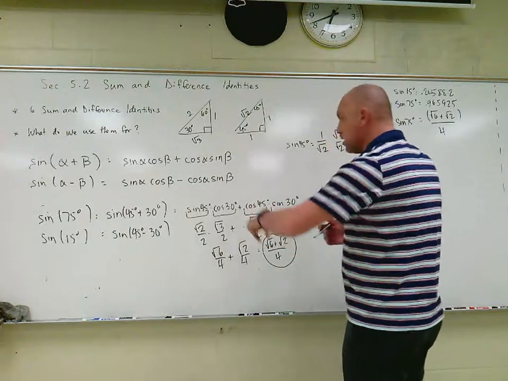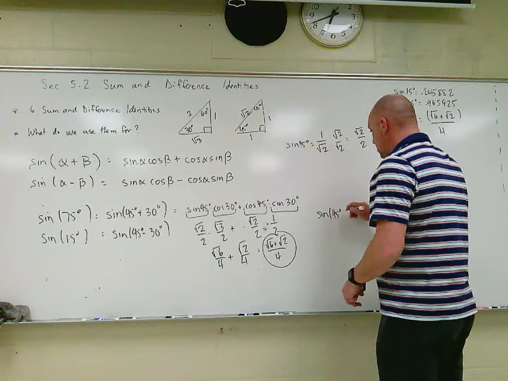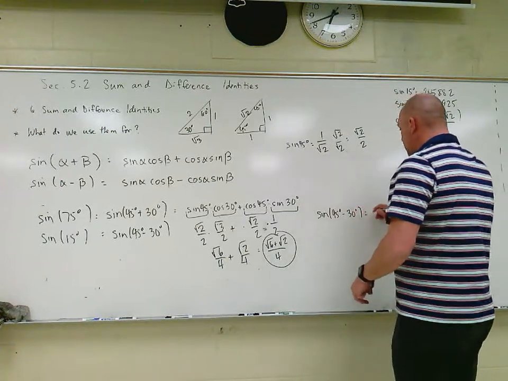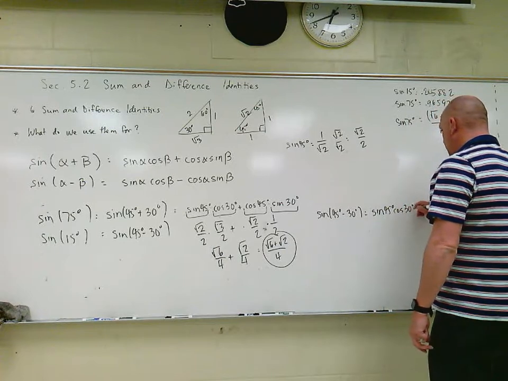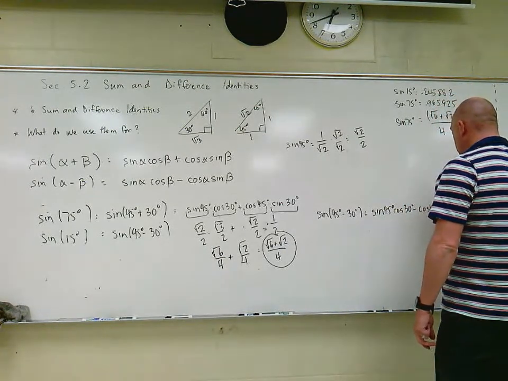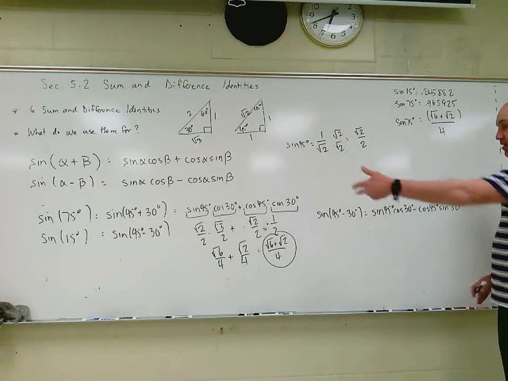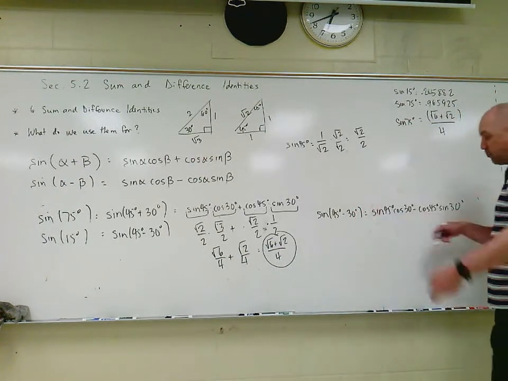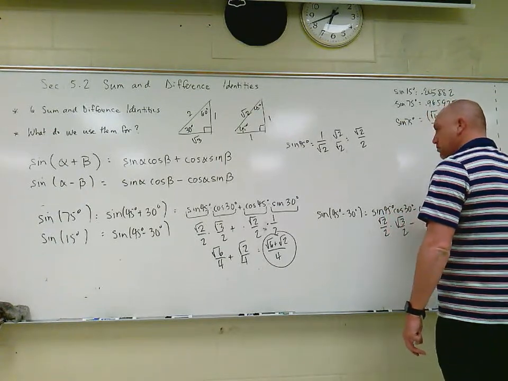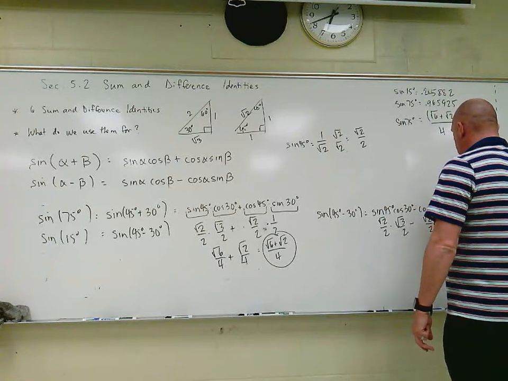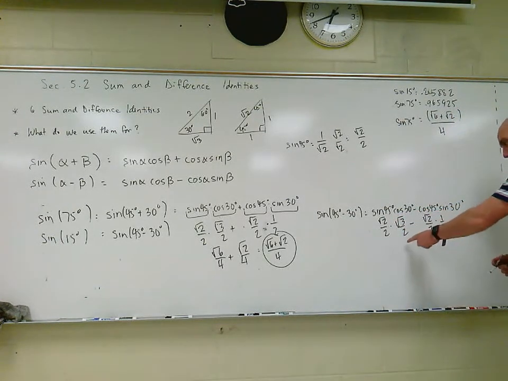So if I wanted sine of 45 minus 30 real quick, it should be sine 45 cosine 30 minus cosine 45 sine 30. It's the exact same pattern that we just had, and it's going to be the exact same ratio. So square root of 2 over 2 times square root of 3 over 2 minus square root of 2 over 2 times a half. We get square root of 6 minus square root of 2 all over 4.